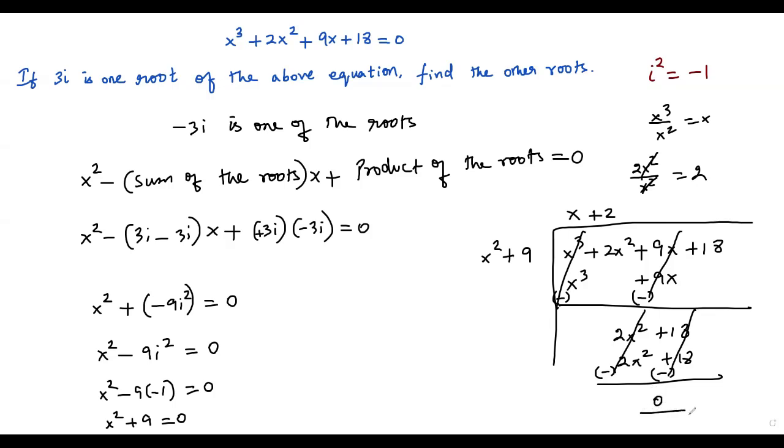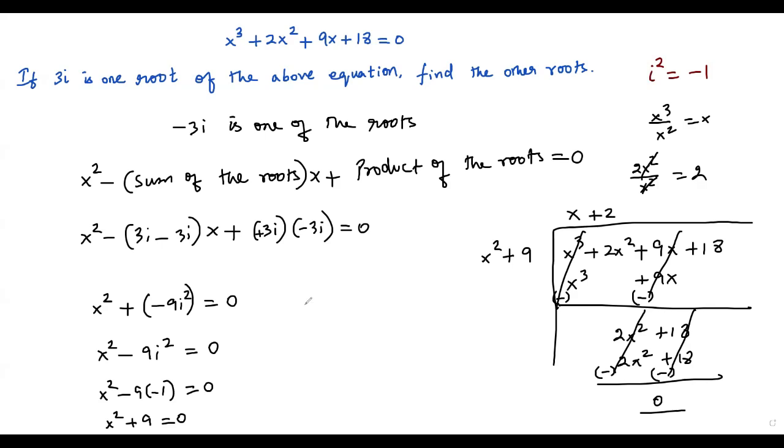Definitely I'll be getting 0 as remainder because I already know that this expression x squared plus 9 is one of the factors of this polynomial. Since x squared plus 9 is one of the factors, when I divide this polynomial by x squared plus 9, I'm getting 0. So what is the other factor for this cubic polynomial? That is nothing but the quotient that we get in the long division, that is x plus 2.